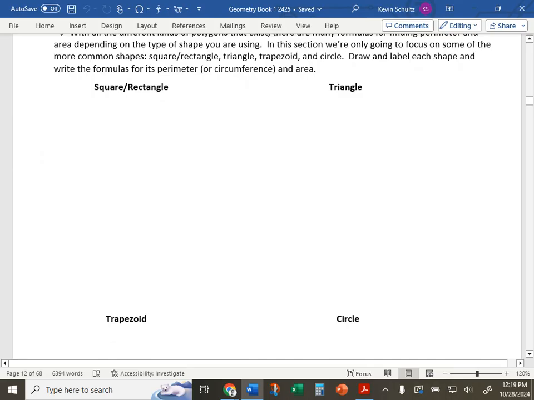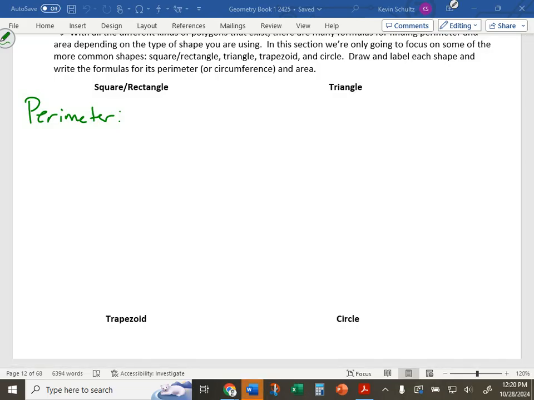We are looking for the perimeter of a square and a rectangle. What is the perimeter of any shape? All sides added together. So we're just going to write it for this one, but it applies for a triangle and trapezoid also. The exception is the circle. It's got the circumference. We'll cover that. But perimeter for any polygon is all sides added together.